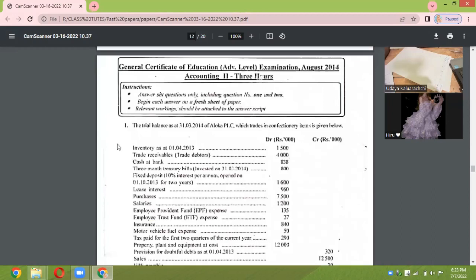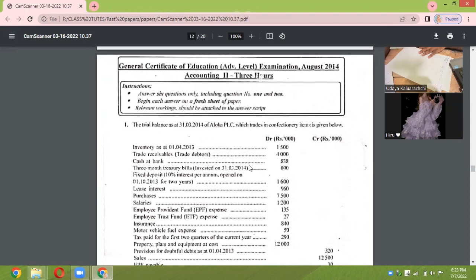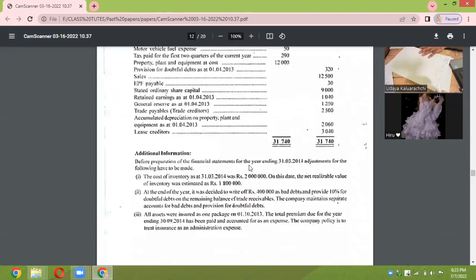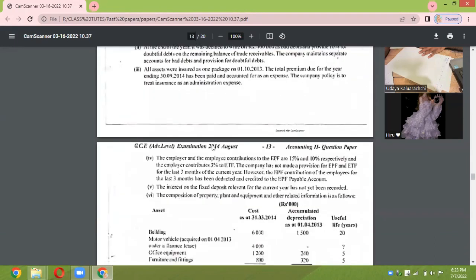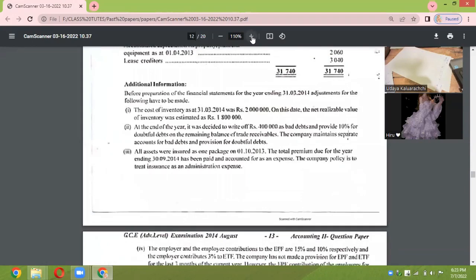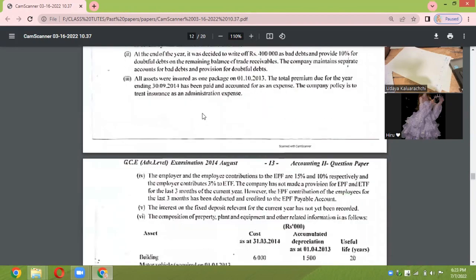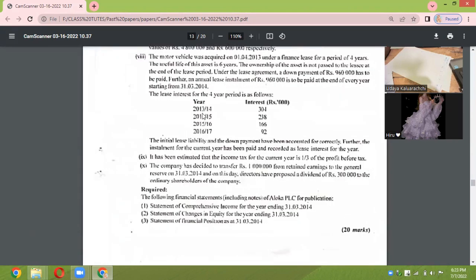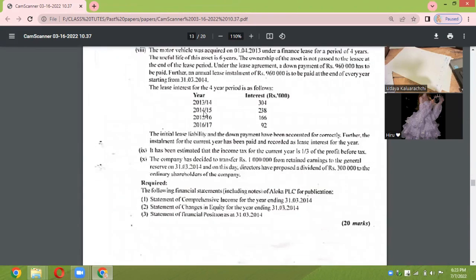2014, section number 1. The trial balance as at 31st March 2014 of Aloka PLC, which trades in confectionery items, is given below. Right, you have given the trial balance. Then before preparation of financial statements for the year ending 31st March 2014, adjustments for the following have to be made. Then you have given 10 adjustments. Right.